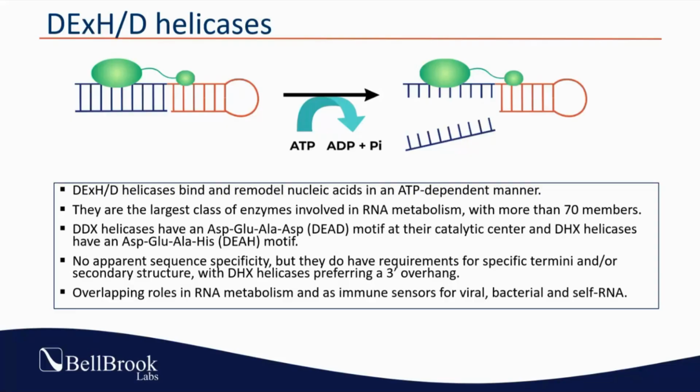They don't have sequence specificity, so they bind non-specifically to RNA, but they do have some requirements for the termini. And most notably, the DHX subclass of helicases seem to prefer a 3' overhang. I'll just mention that some of them are also functional with DNA. So it's a little bit like we tend to do, we want to classify everything, but for the most part, these are RNA helicases.